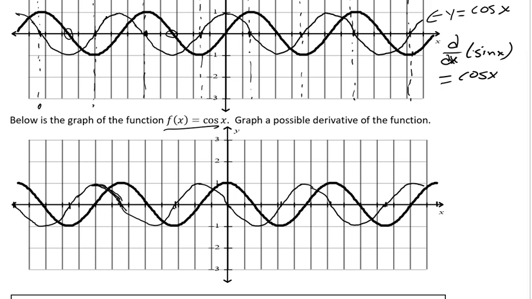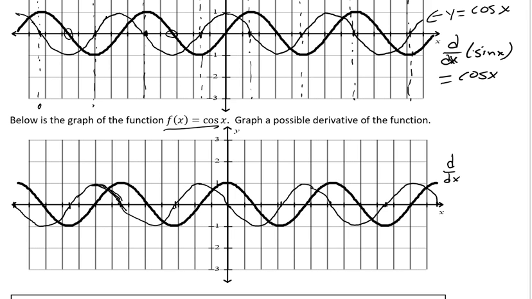you can see how it's very similar to the sine curve, but in fact it looks like a reflection of the sine curve over the x-axis. And if that's the case, that would be the negative sine of x. And that's what it turns out the derivative of cosine is.